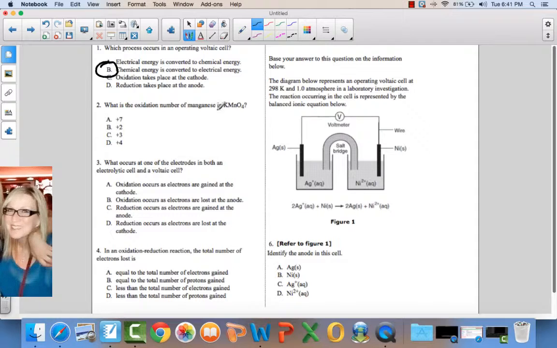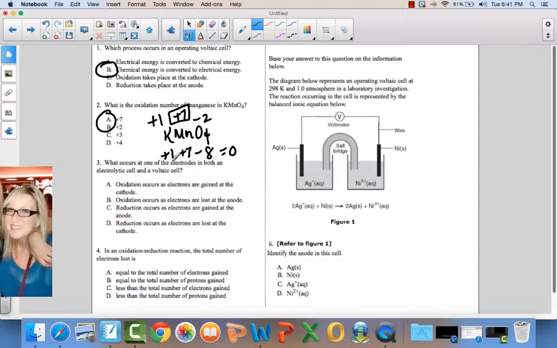What is the oxidation number of manganese? Remember that all compounds are neutral. Oxygen is -2. That gives me a net -8. This whole thing, when we're done, has to be equal to 0. K can only be +1. Therefore, you do the math here. Mn has to be +7. This is what I'm looking for. The numbers up top, not the numbers at the bottom. That just helps you do the math.